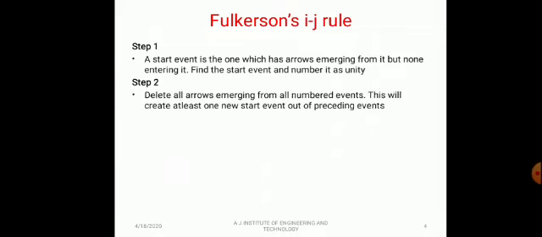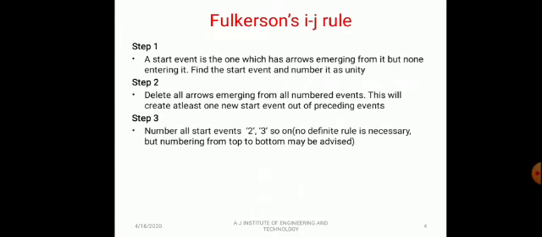Step 2. Delete all arrows emerging from all numbered events. This will create at least one new start event out of the preceding events. Events should be numbered in a sequence from left to right. Step 3. Number all the new start events 2, 3, and so on. No definite rule is necessary, but numbering from top to bottom may be advised.